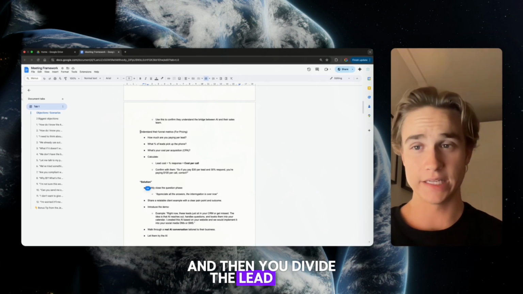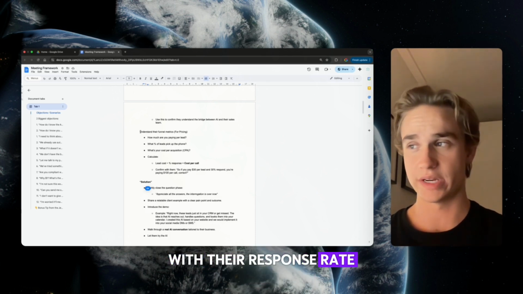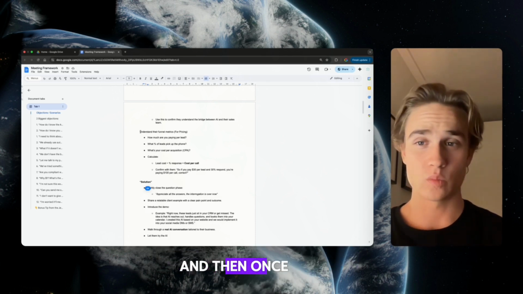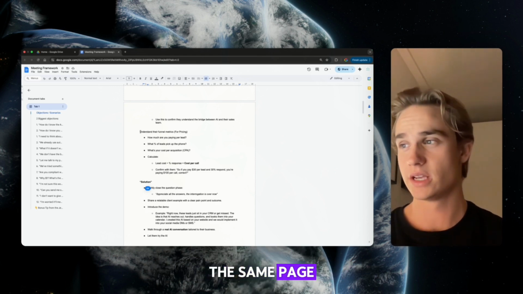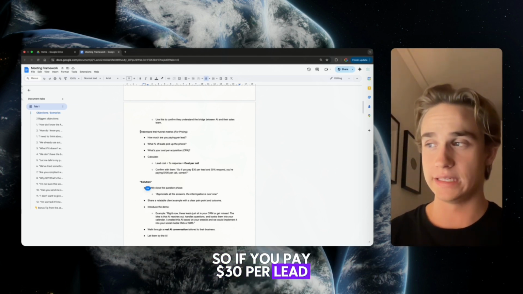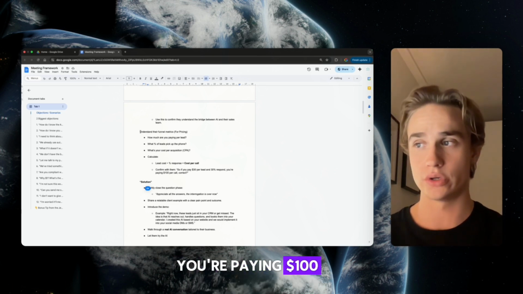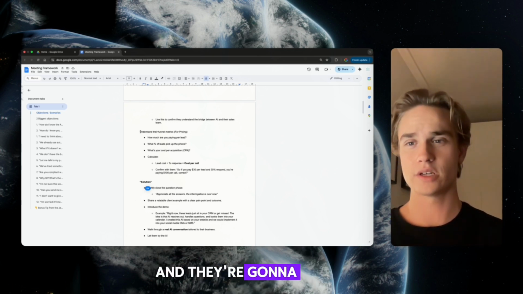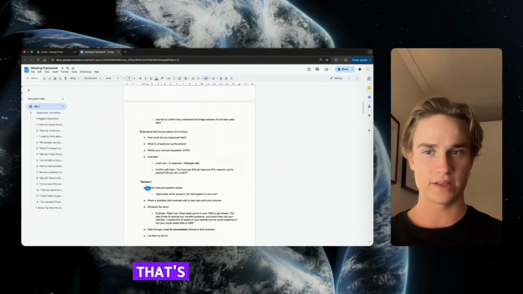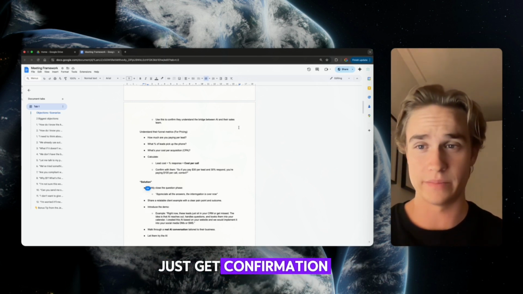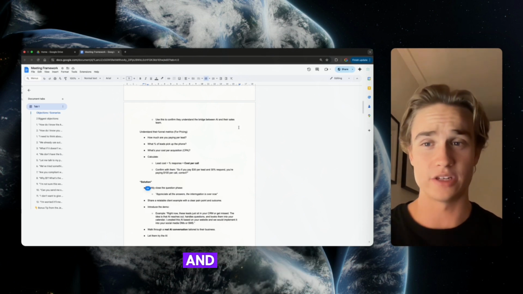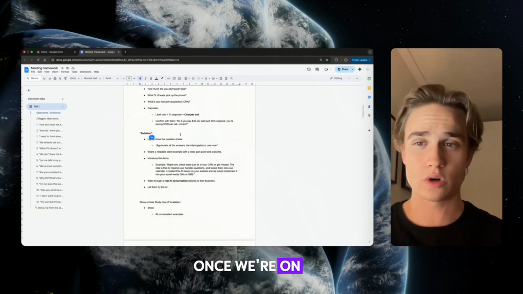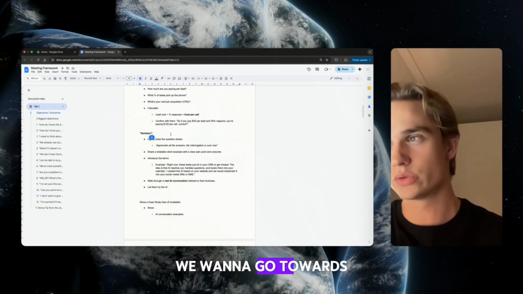And then you divide the lead cost with their response rate to get their current cost per call. And then once you've calculated it, you always want to confirm with them to make sure you guys are on the same page. So if you pay $30 per lead and 30% respond, you're paying $100 per call, correct? And they're going to say, yeah, something along those lines, or yeah, that's a good average. Basically, just get confirmation here. Because again, if they don't understand, we want to just break down the math and show them how we actually got that result. Once we're on the same page here, we want to go towards the solution.